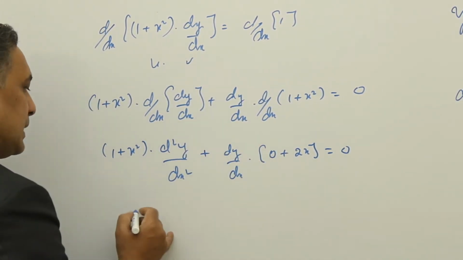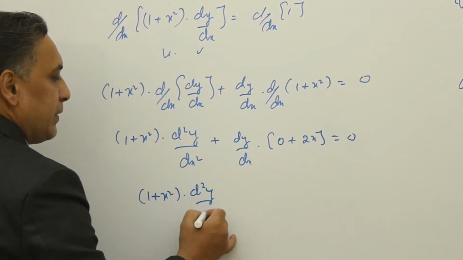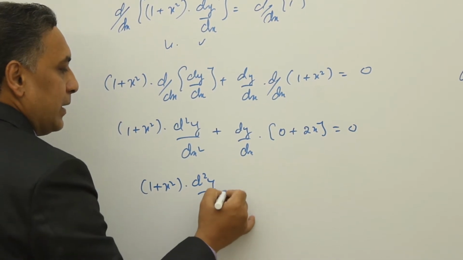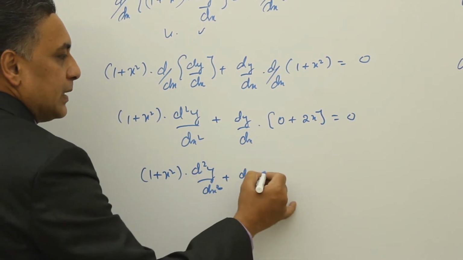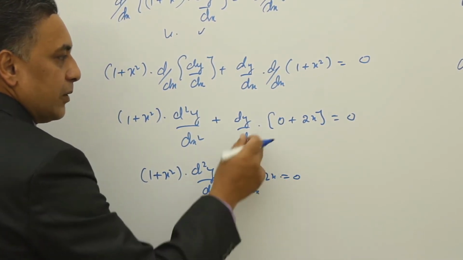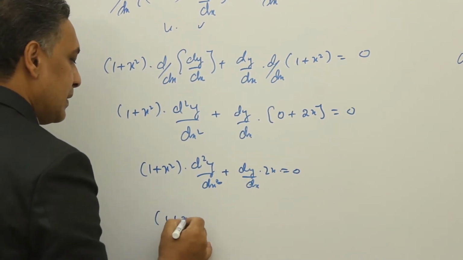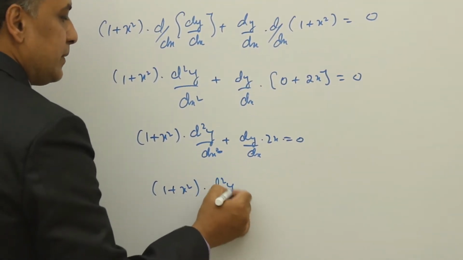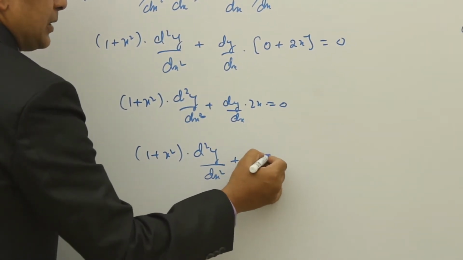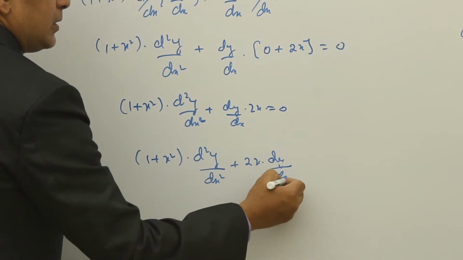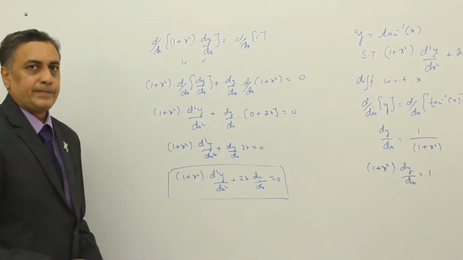So now you multiply this, you will be getting (1 plus x squared) into d squared y divided by dx squared plus dy by dx into 2x equal to 0, because this into this is 0, therefore this into this you will get this. So this is the desired equation, or what we are supposed to prove: (1 plus x squared) d squared y by dx squared plus 2x into dy by dx equal to 0. This is the required equation.